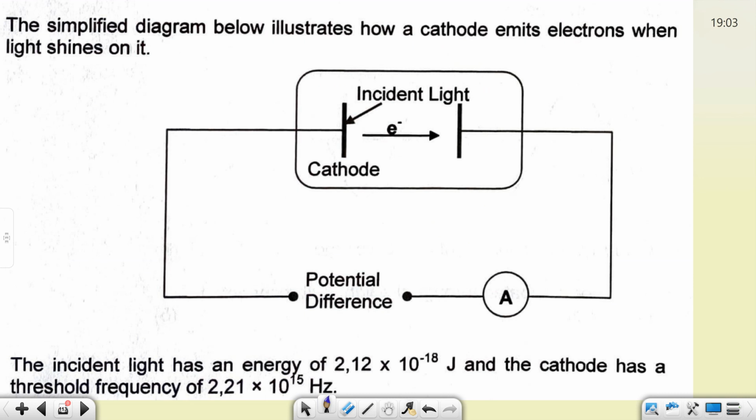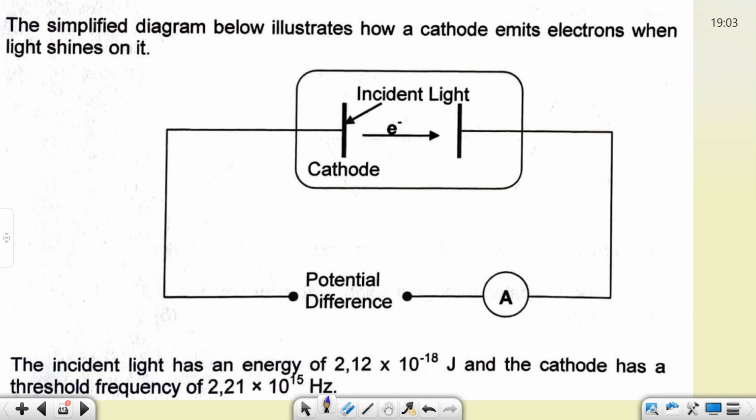Okay, let's look at this one again. I think this might be the last one or so. The simplified diagram below illustrates how a cathode emits electrons when light shines on it. The incident light has an energy of 2,12 times 10 to the power negative 18 joules. And the cathode has a threshold.